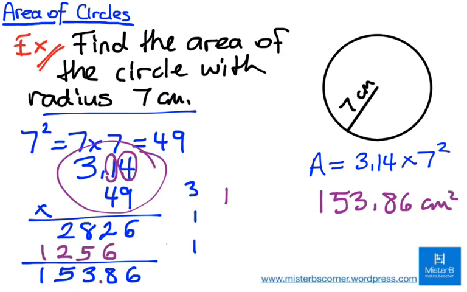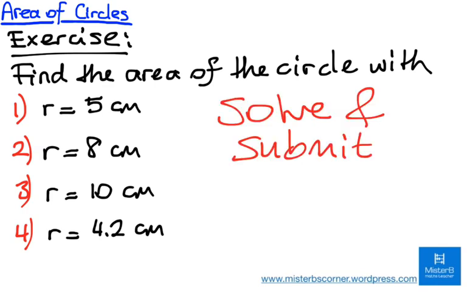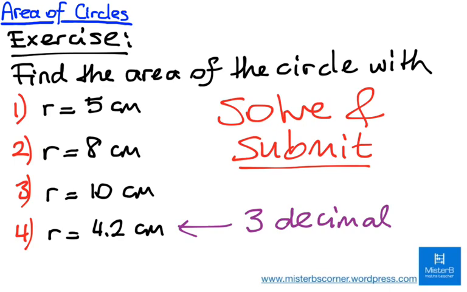Now please work on these questions and solve them in your book, and then after that submit your answers online. Just a reminder, in the last question you should have 3 decimal places instead of 2. So it's going to be 3 decimal places.